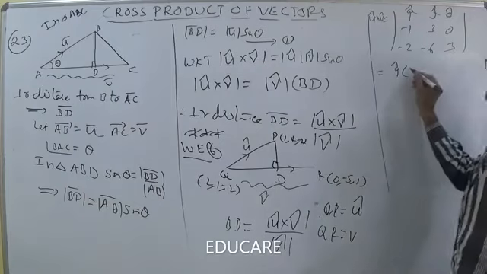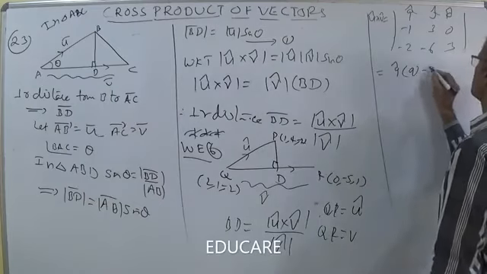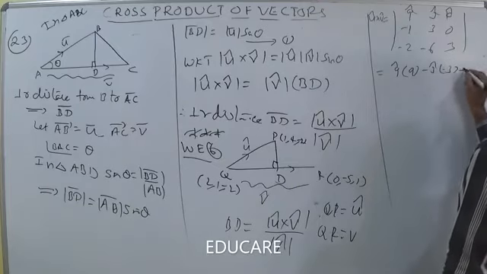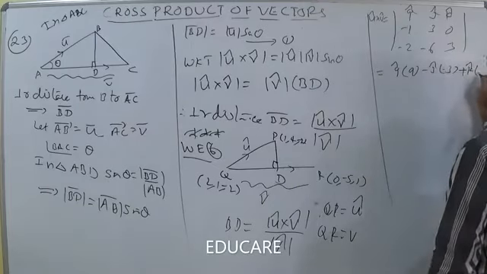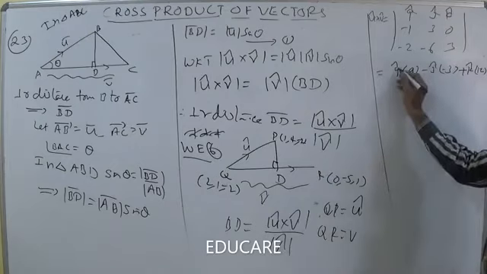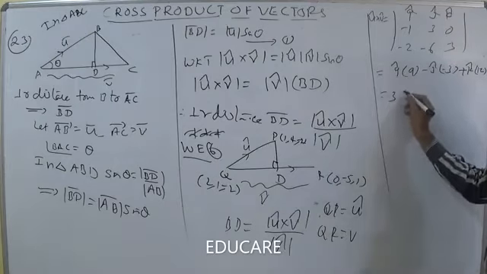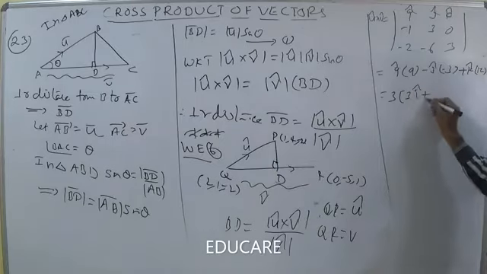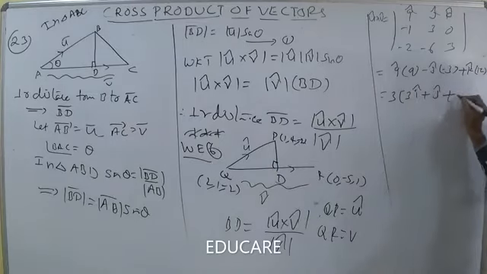3 3s are 9 here, minus j into here minus 3, that's all, plus k into 6 minus 6 plus 6, here it becomes 12. This is i cap. If you take 3 common, you can write here 3i plus j plus 4k.